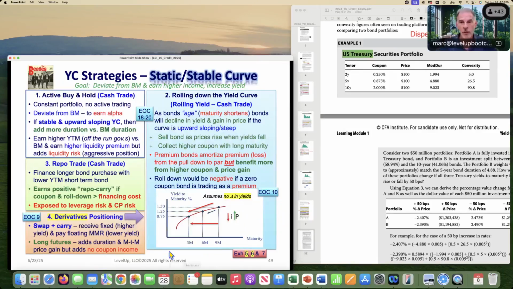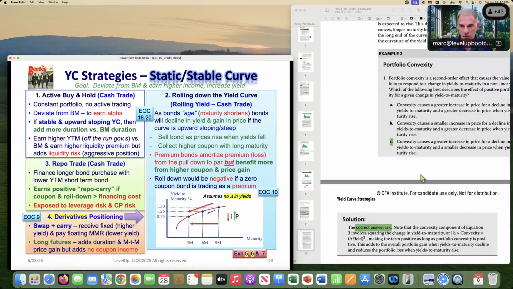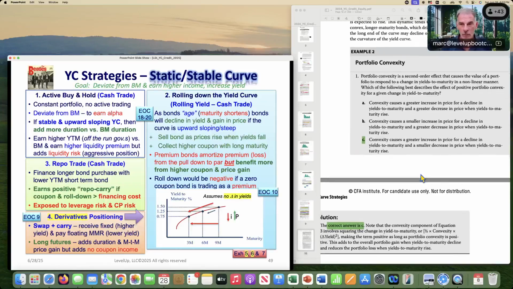Okay, now with those fundamentals under our belt, we're going to go into the scenarios: stable, parallel shifts, steepening and flattening, and then curvature and volatility. So now, with blue box 1 behind us, let's look at question number 2.